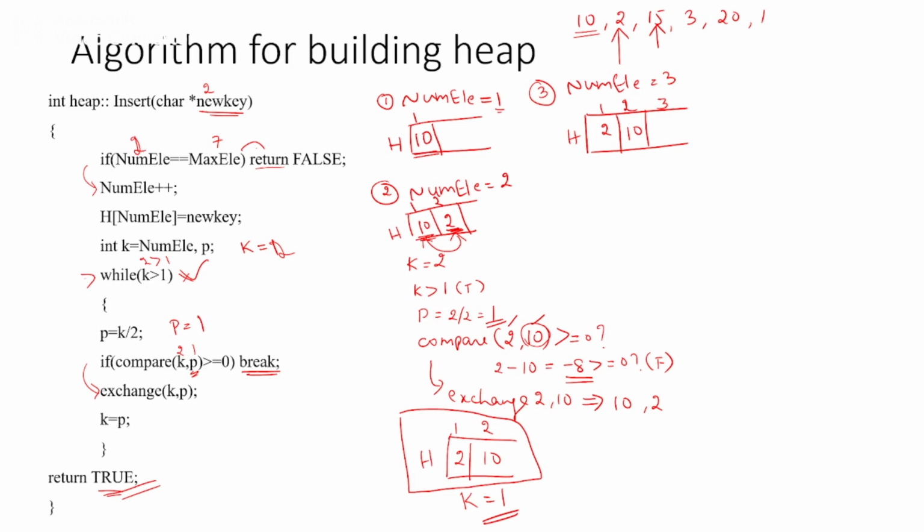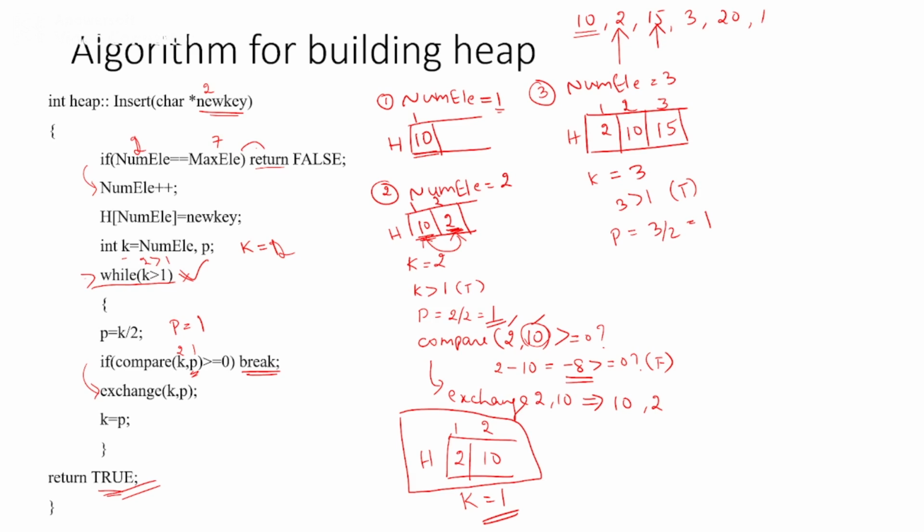Now what you are going to do, h of 3 is equal to new key. H of 3 you are going to put the new key. Okay. Now when you are doing like this, again you are making k is equal to num element. Now k is nothing but 3 and compare while k is greater than 1. Whether 3 is greater than 1, it is true. So p is equal to k by 2. So p is equal to 3 by 2, that is 1 point something. I will take it as 1 itself.